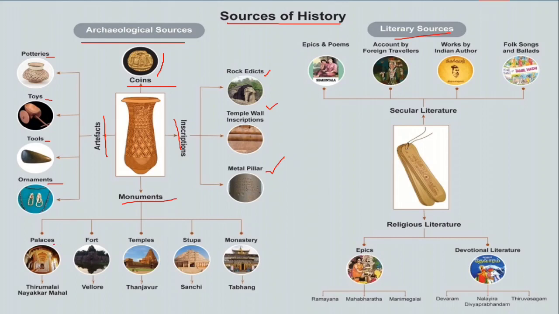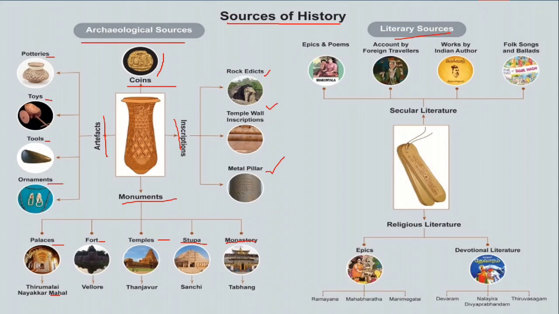Now we have monuments. Monument means palaces where the kings and queens lived. That place is called a palace. The Tirumalai Nayak Mahal, Mysore King Mahal, those are palaces. Fort: Vellore Fort, Sanji Fort, Red Fort. Temples: Tanjavur Temple, Mamallapuram Shore Temple. Then Stupa, that is the Sanchi Stupa, the place where the Buddhist people do meditation. Monastery also belongs to the palaces, forts or temple monasteries.